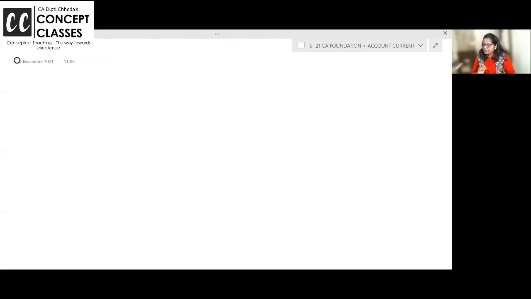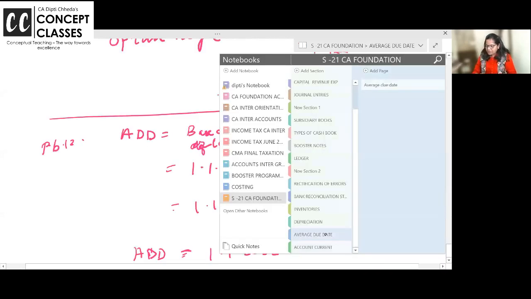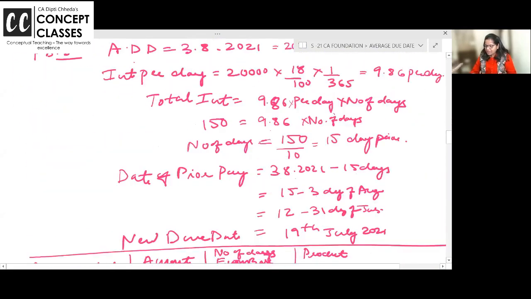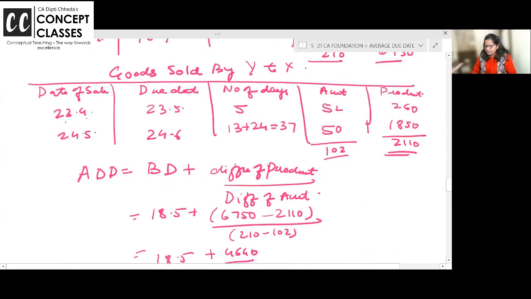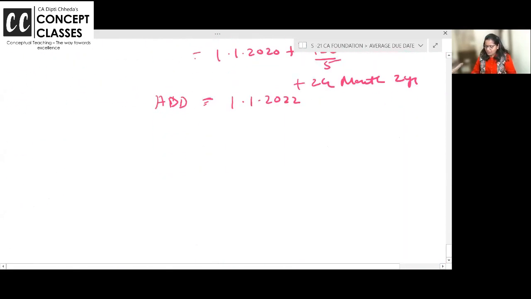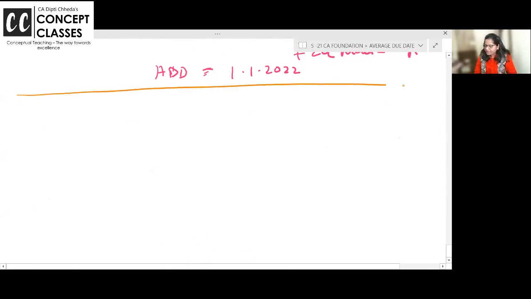Okay. Are you able to see? This is account current average due date. This is all we have done in the 2 classes for average due date, mutually, if it is receivables and payables and all, and installment and all we have done.